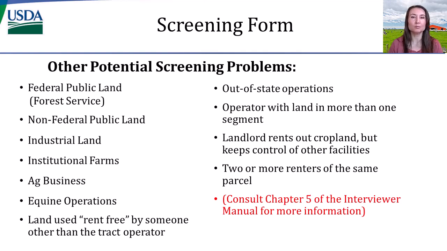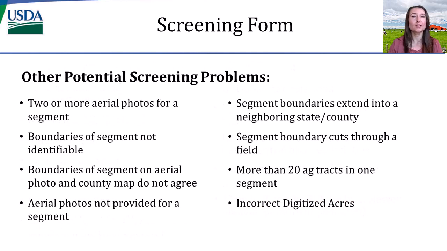Some of these problems include federal public land, institutional farms, operators with land in more than one segment, along with others. Consult your Chapter 5 of the Interviewer's Manual to properly handle these special screening situations. There are a few other special circumstances here which may require your attention, which are also addressed in the Interviewer's Manual.